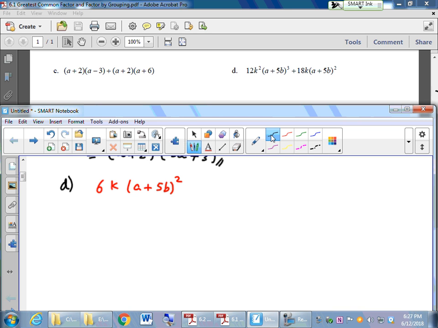So finally, we will write down what is left over. So from the first term, this will become 2k and a plus 5b. Plus, from the second term, we are left with 3. That will be it because we factor out k as well as a plus 5b to the second power. And this will be my final answer.